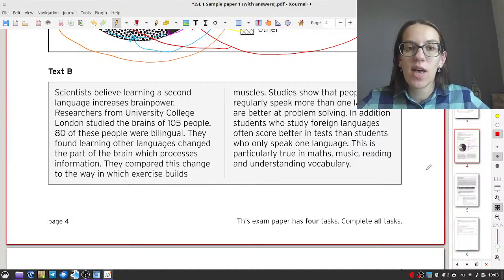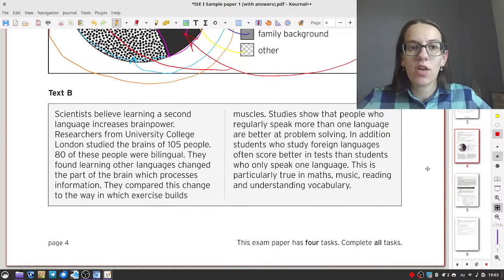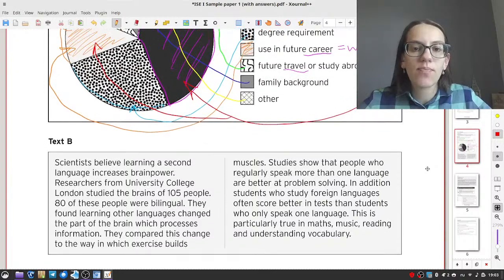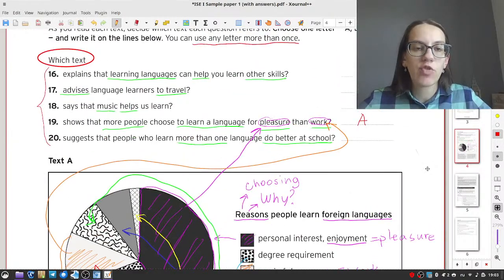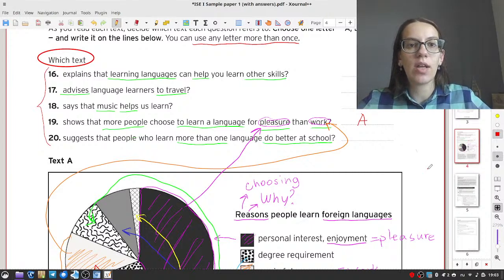So, some scientific findings, some research about learning languages. Now again, let's refer to our questions. Question 16. Can we say that text B answers this question? Which text explains that learning languages can help you learn other skills?